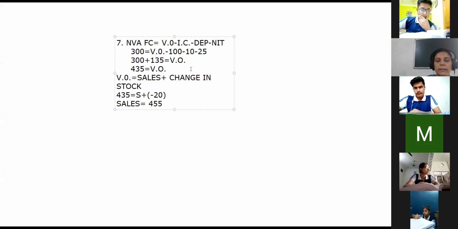Okay, so solving this, value of output we get as 435. Now value of output, again we need to calculate sales from value of output. Value of output is equal to sales plus change in stock. Sales we need to calculate, value of output is 435 and change in stock is minus 20. Solving this, we will get sales is equal to 455.